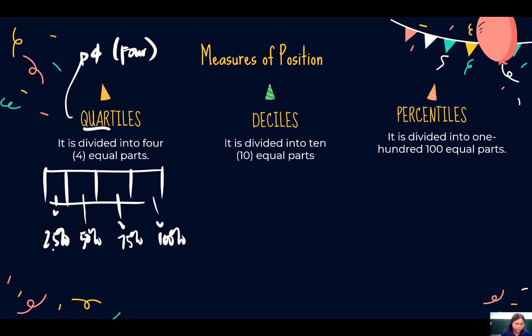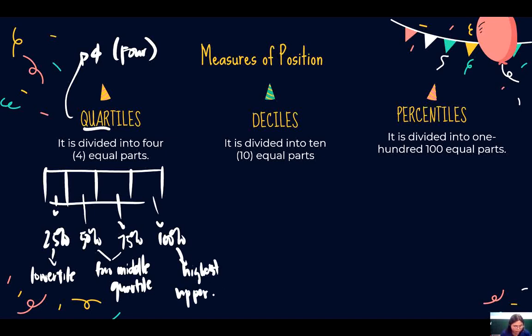So 25% is the lower tile. Meaning, if your data or score is below or in the 25%, that is in the lower tile, so that score is low. But if you are in the 50 and 75, you are in the middle quartile. So these are the two middle quartiles. This one is the highest or the upper tile.